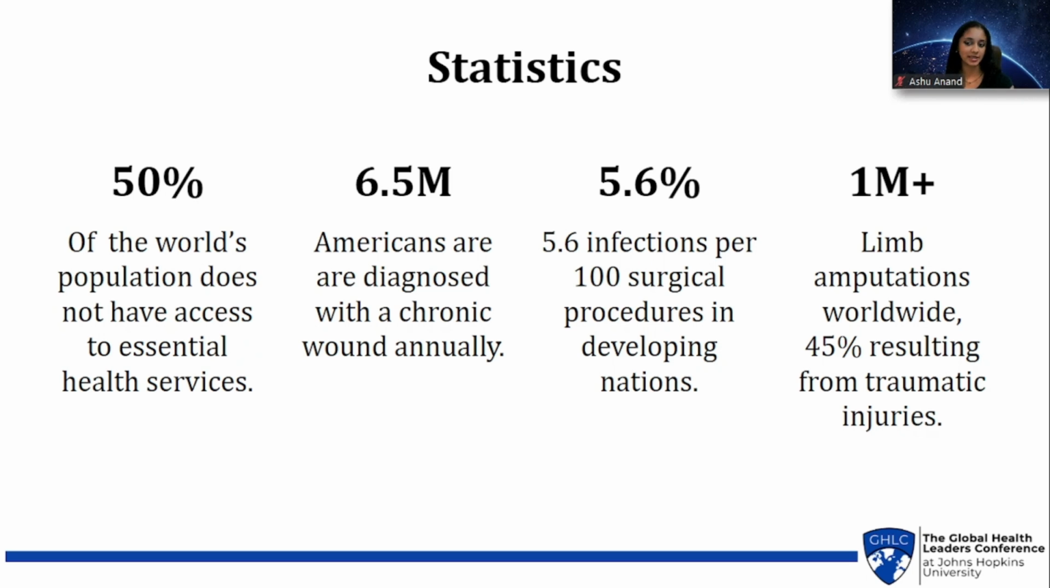A little bit of stats here. About 50% of the world's population currently doesn't have access to essential health services. 50%, think about that. In that, about 5.6% of procedures in developing nations lead to infections. In the US alone, 6.5 million Americans are annually diagnosed with a chronic wound. And this leads to a global total of 1 million plus limb amputations worldwide.